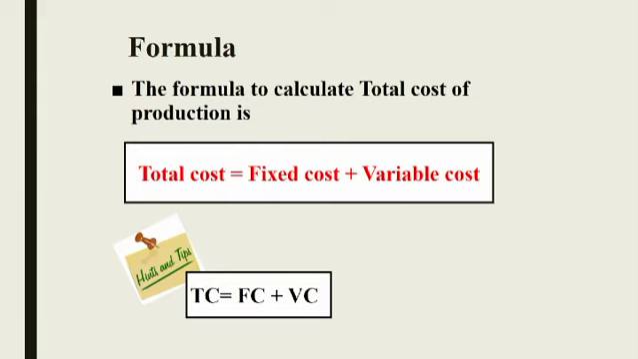So, how to calculate total cost? The formula is total cost is equal to fixed cost plus variable cost. It can also be known as TC is equal to FC plus VC.